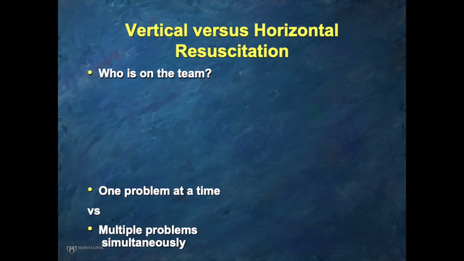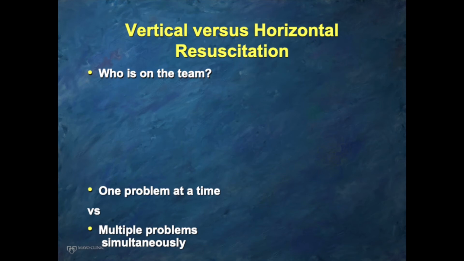One of the things to think about when I'm talking through primary and secondary survey is how big your institution is and how you're responding. So there's a concept of a vertical resuscitation versus a horizontal resuscitation. We're a level 1 trauma center, so when a trauma patient comes in, there's about 14 of us in the room. So we don't really have to go through this in a linear fashion. We can all be working on different parts simultaneously.